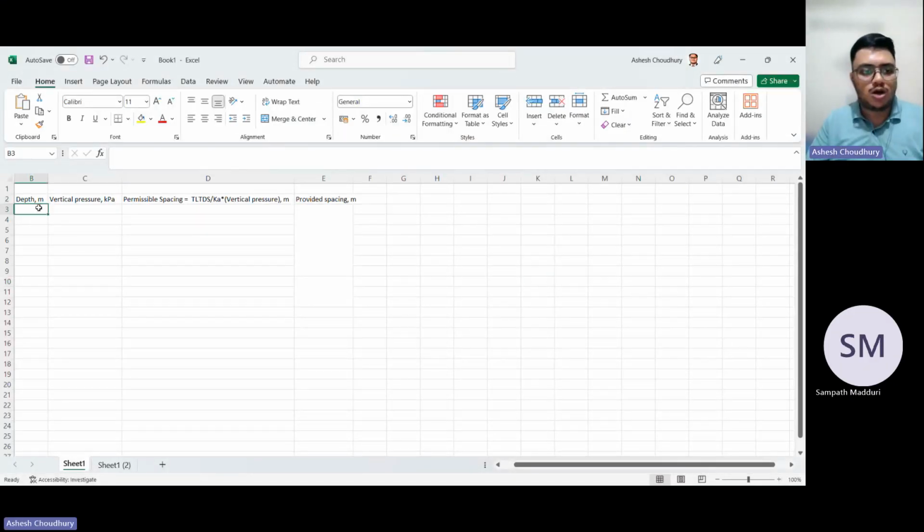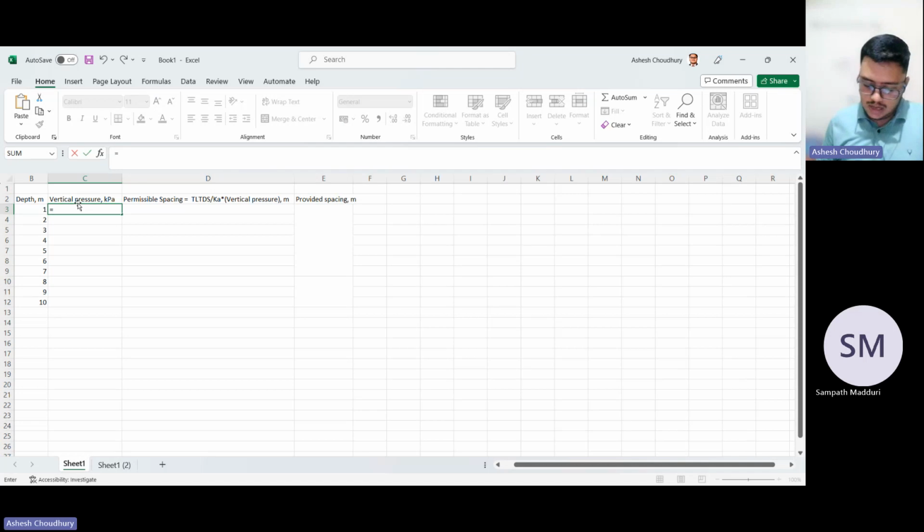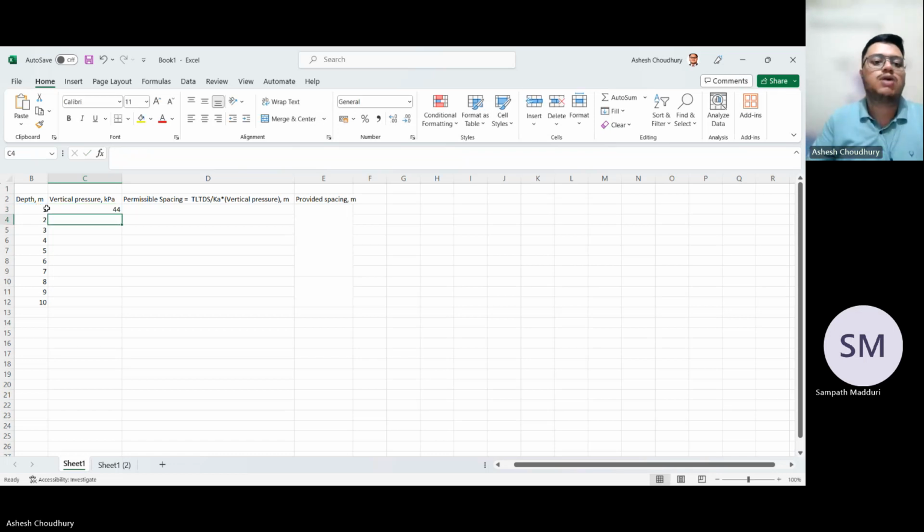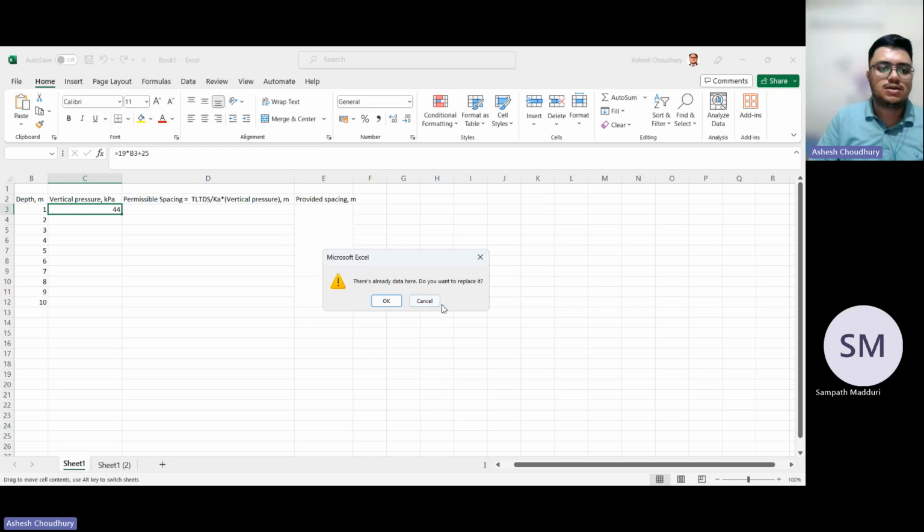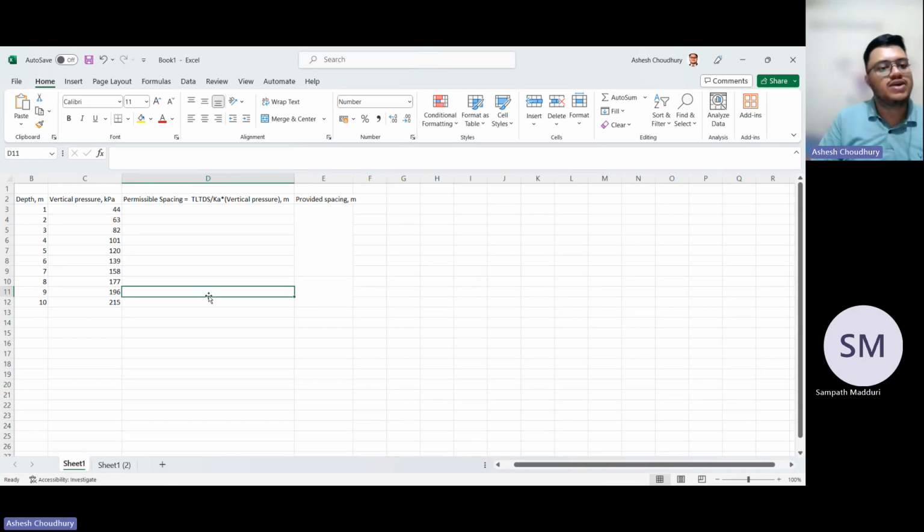All right. So total depth is how much? Depth is equal to 10 meters. Let us write 1 up to 10. Then what is the vertical pressure? Vertical pressure is 19, our gamma, times depth plus the surcharge. Let us drag it down to get everything. So these are the vertical pressures.